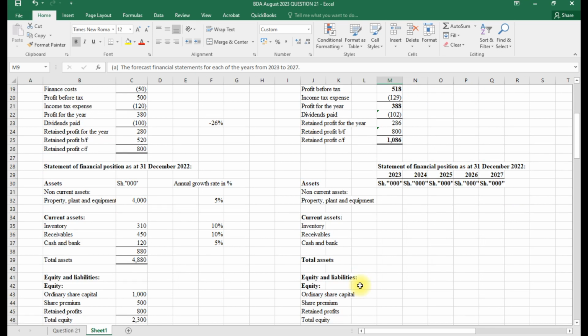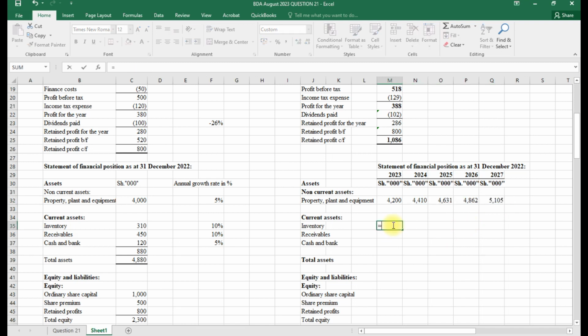For the statement of financial position, we start with the PPE. It is growing at 5%. So here, non-current asset. Our PPE will take 4,000 multiplied by 1 plus 5%, fully lock that, and the second will be this one multiplied by 1 plus 5%, fully lock that. You just drag this that way. So those will be our assets.